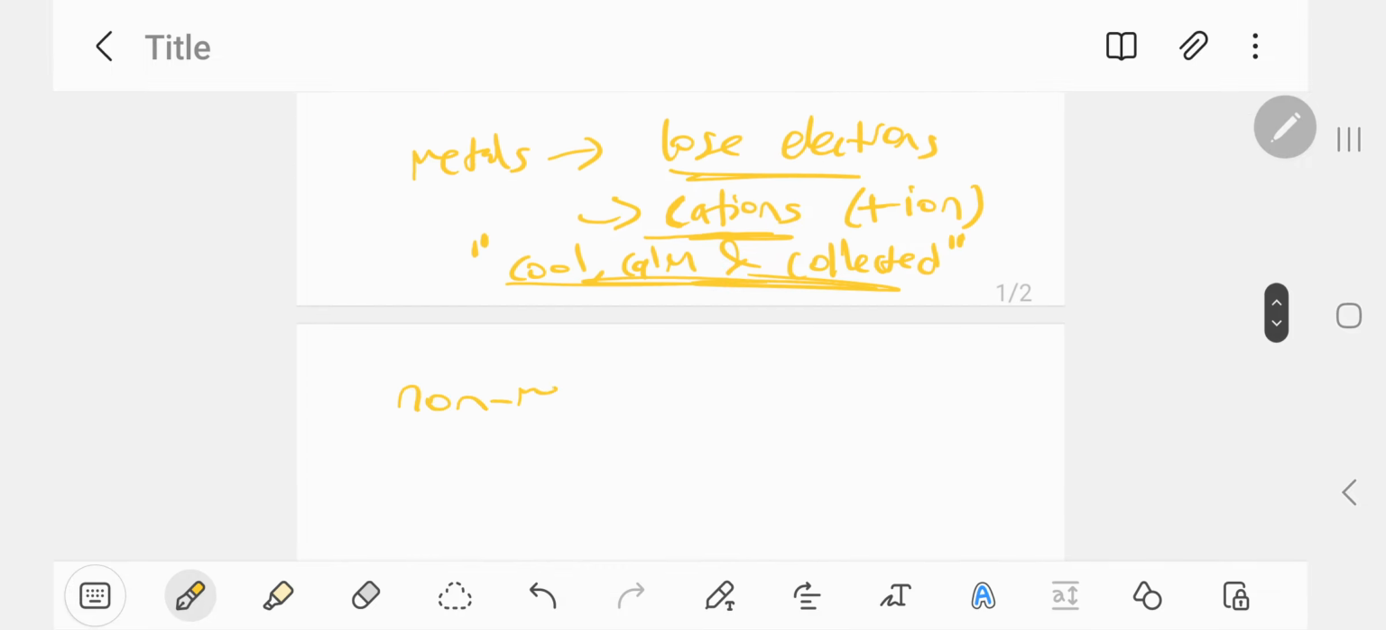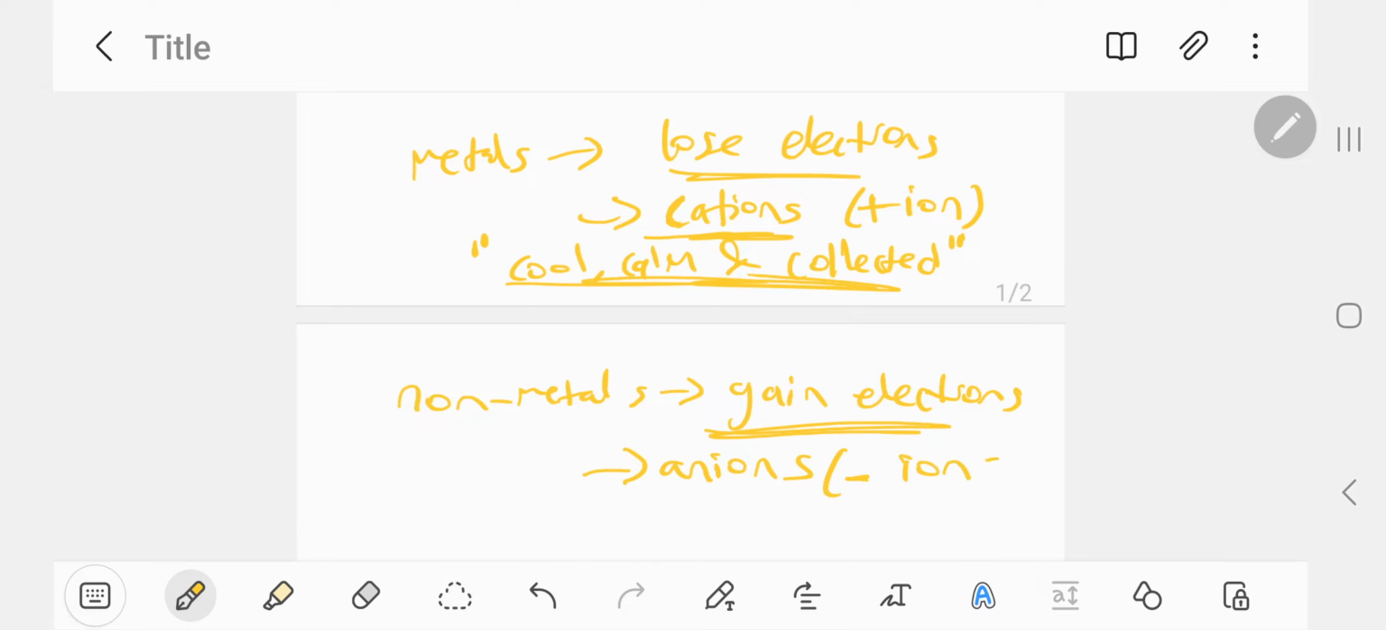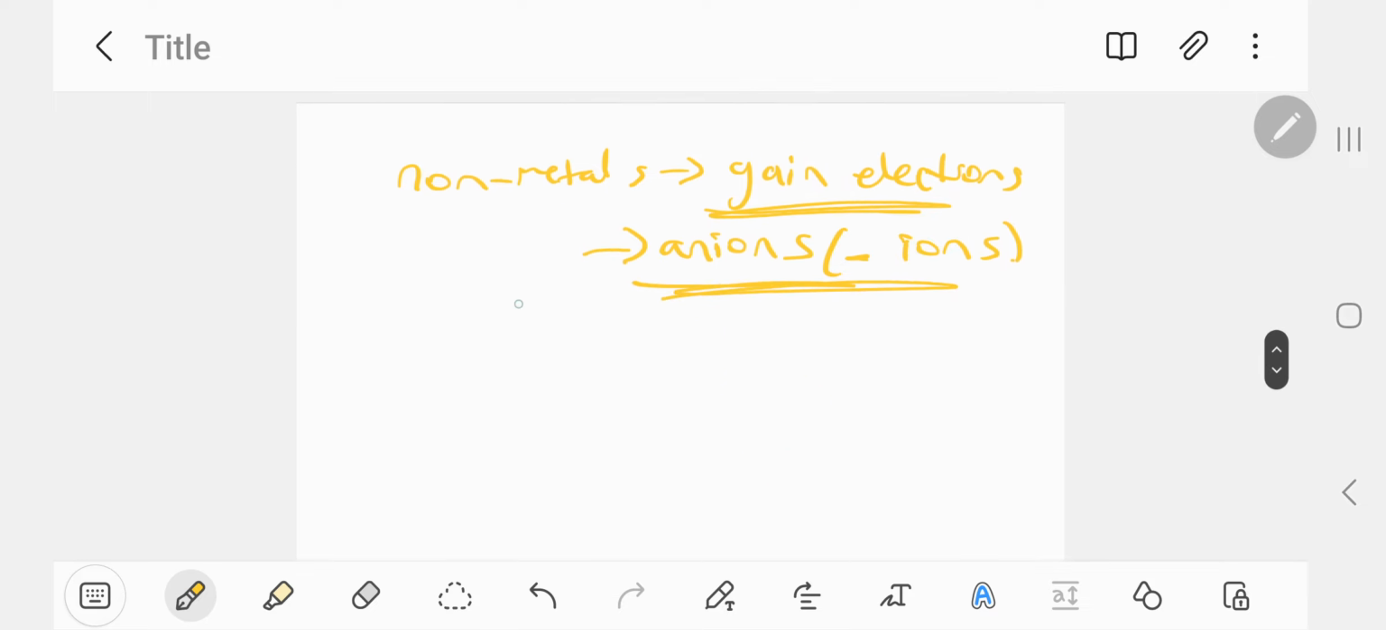Non-metals, on the other hand, want to gain electrons. It's more favorable for them to gain. And they become anions, negative ions. So metals form positive ions, non-metals form negative ions. Let's do an example of a non-metal.